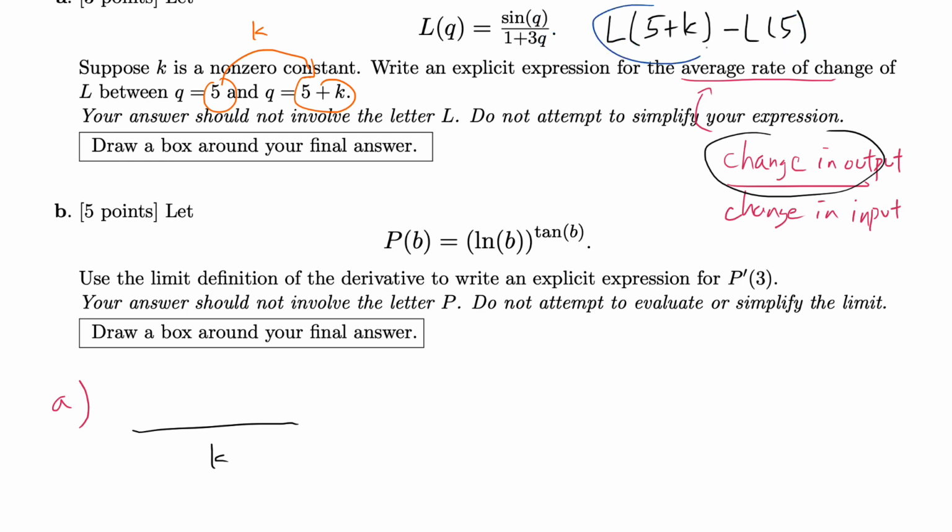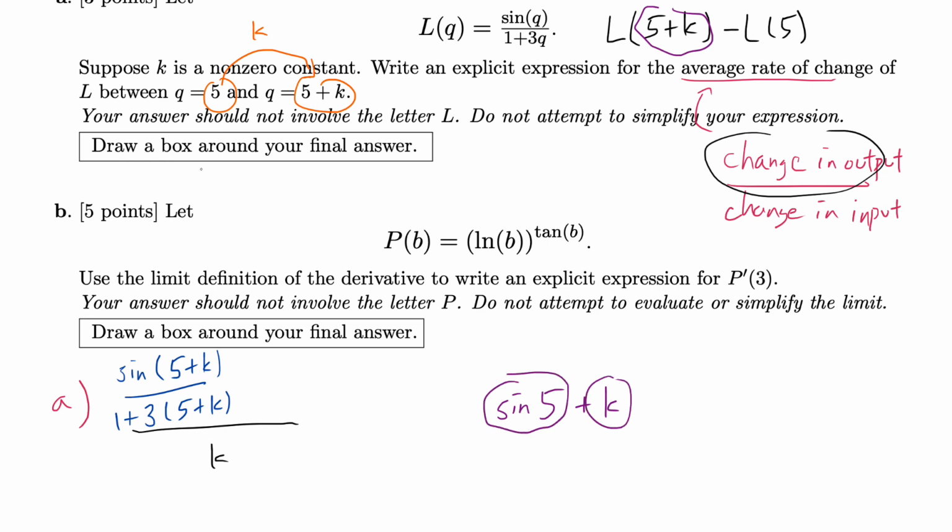So we know L of 5 plus k, when I plug 5 plus k into L of q, is sine of 5 plus k over 1 plus 3 times 5 plus k. And remember here, the 5 plus k is really one quantity. This is one thing. So you really have to put parentheses around 5 plus k. Like if we do not put parentheses, for example, if I write something like sine of 5 plus k, this might be interpreted as sine of 5, then adding k, which is not what you want. You really want to do 5 plus k, then take sine. And obviously, if I omit parentheses here, this might be read as 35 plus k. You don't want that either. So make sure you put the parentheses around the 5 plus k, and we're subtracting L of 5.